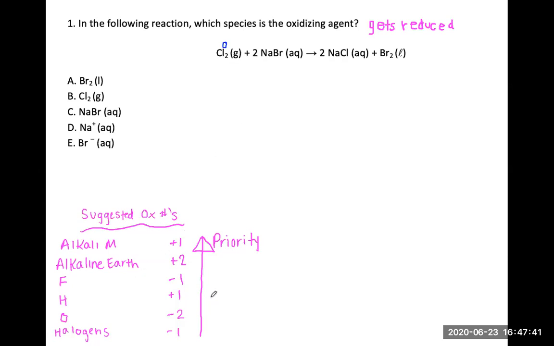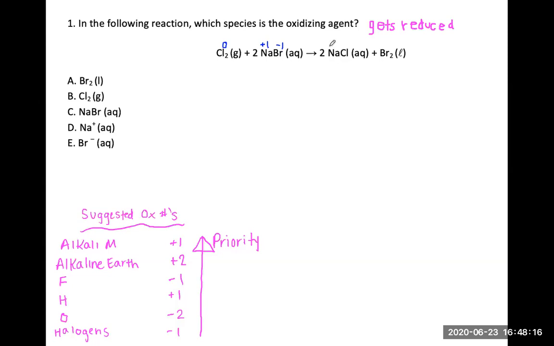And if we look at our list of suggested oxidation numbers, sodium is an alkali metal, bromide is a halogen. We're going to assign the alkali metal first. Give that its +1, silly me, +1, which works out so the bromide can have its preferred oxidation number of -1. And then we can see that those oxidation numbers add up to equal the overall charge in the salt, which is 0.